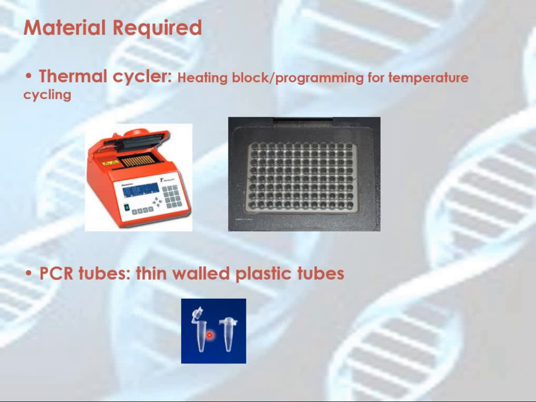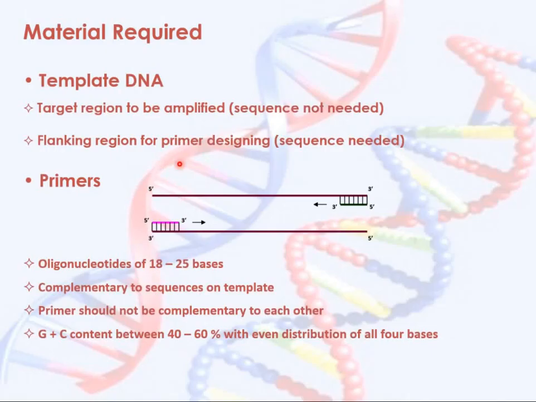ये tubes उठाते हैं, जो इसमें सारा reaction mixture डालते हैं और यहाँ लगा देते हैं, programming करते हैं. So that cycle is carried out as per the program. इस ट्यूब में क्या डालते हैं? We add our template DNA. It contains a target region that needs to be amplified. We don't need to know the sequence of that, but flanking regions against which we have our primers, we need to know the sequence.